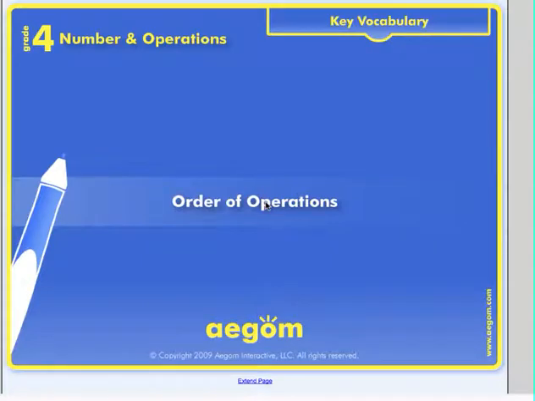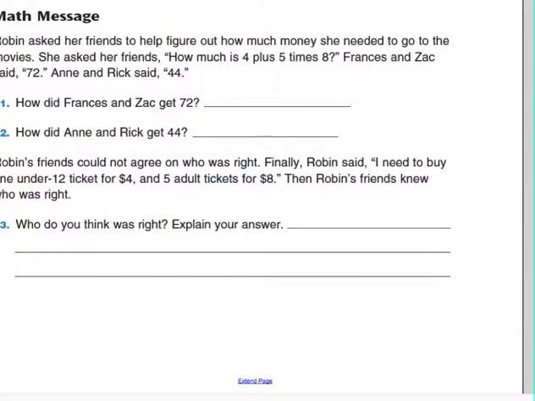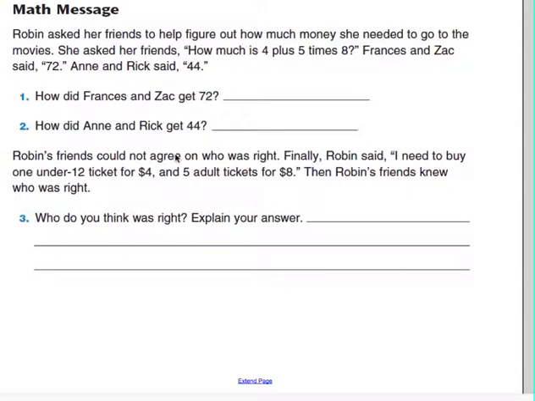Video for assignment 79, math lesson 7.5. Today we're talking about the order of operations. Now, in your math message, you were asked to solve the problems at the top of journal page 222. Okay, open your journal to page 222 right now and take a look at what you did.